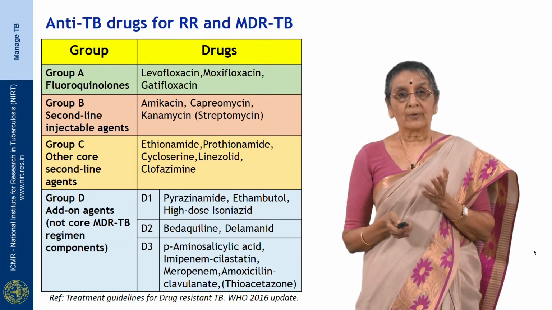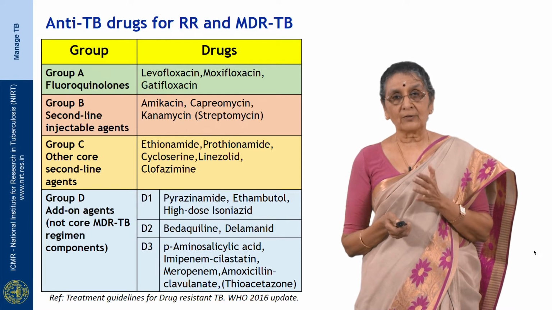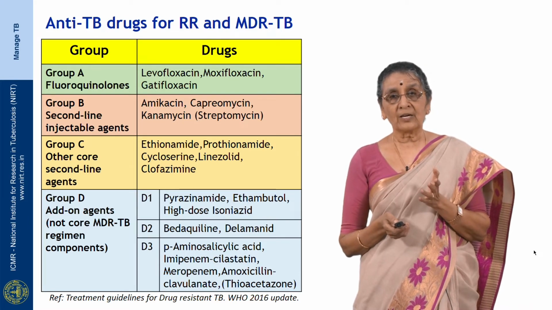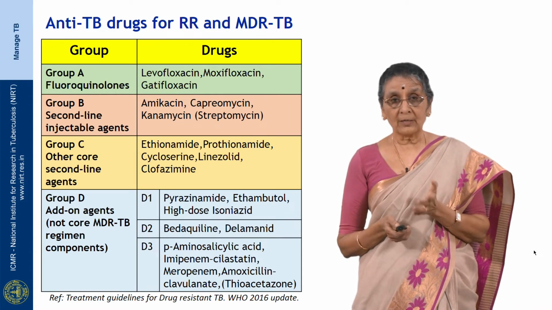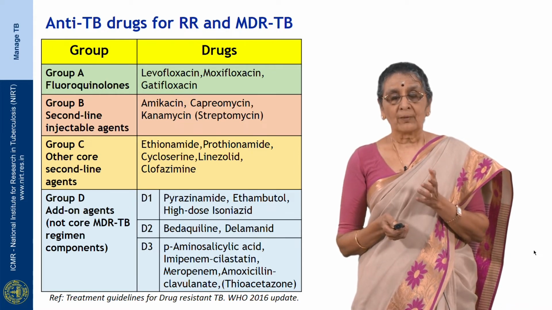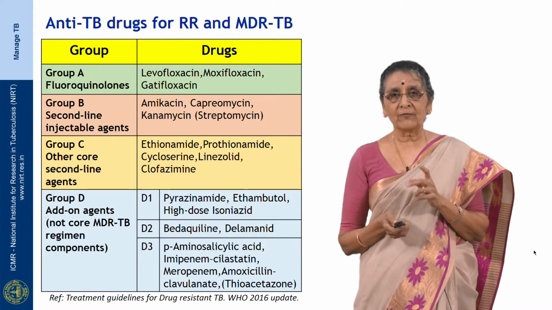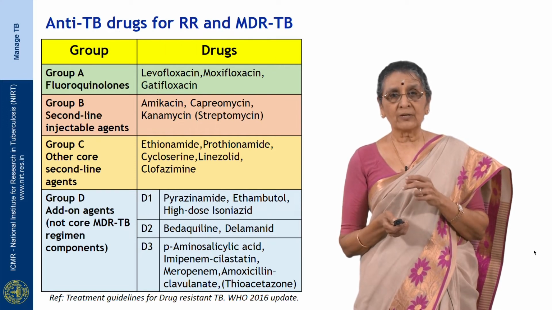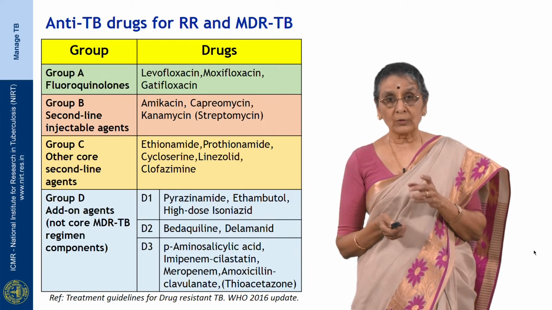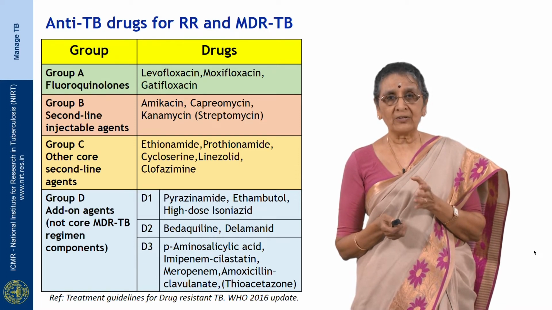Now, the anti-TB drugs for resistance, that classification is slightly different. Currently we have multi-drug resistant tuberculosis. Now, what is multi-drug resistant TB? It is bacteria that are resistant to two key drugs in the chemotherapy, namely rifampicin and INH, two bactericidal drugs. When patients develop organisms resistant to both rifampicin and INH, they are called MDR-TB patients.